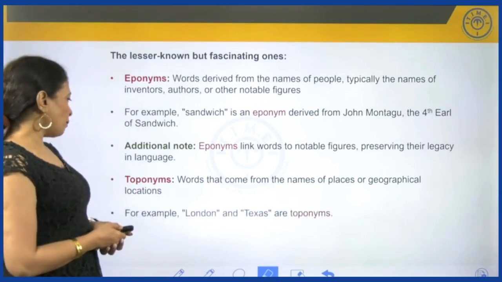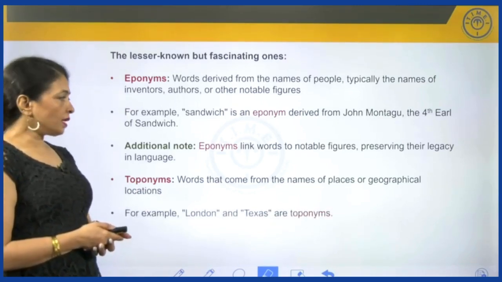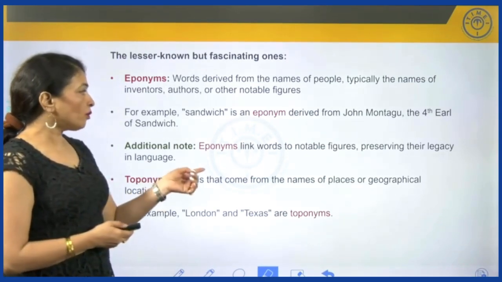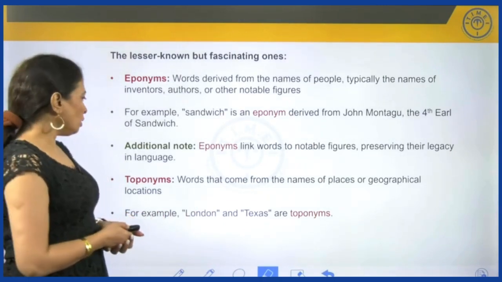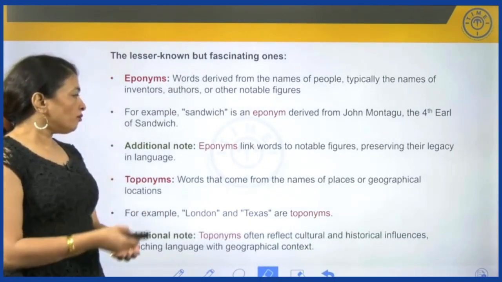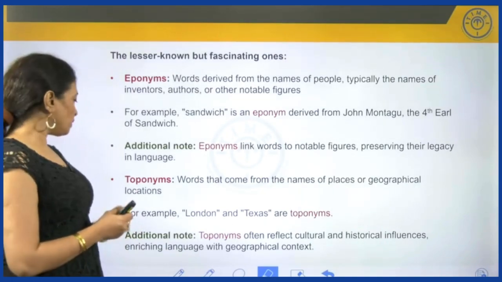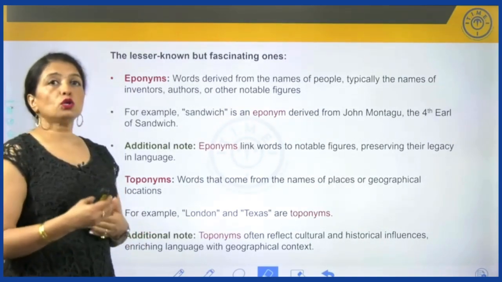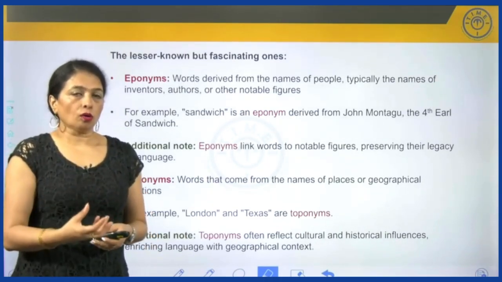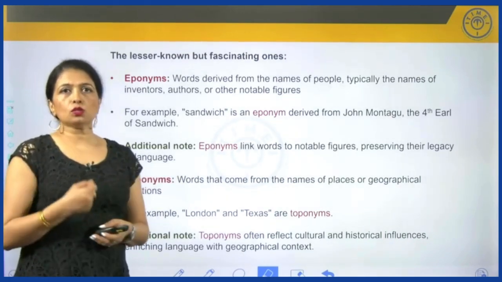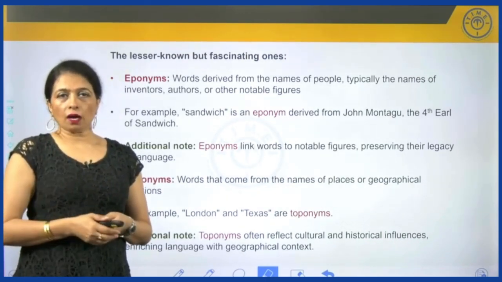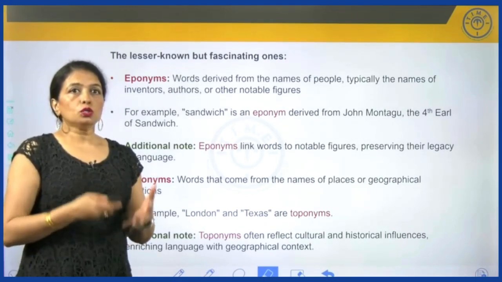So, here is an example. London is one, and Texas. London and Texas are toponyms because they come from the names of places or geographical locations. What do they do? How do they help us? They reflect cultural and historical influences, enriching language with geographical context. So, the moment you hear or come across this word, London for instance, you would relate it to the area which is named after it. Okay, so this is how toponyms help us.